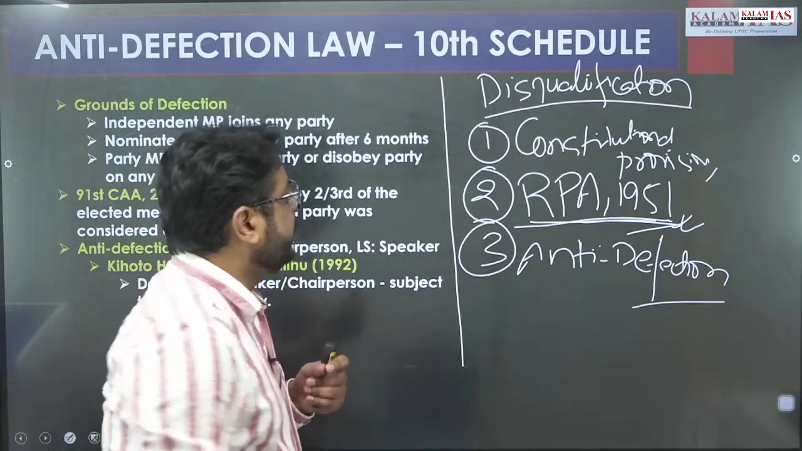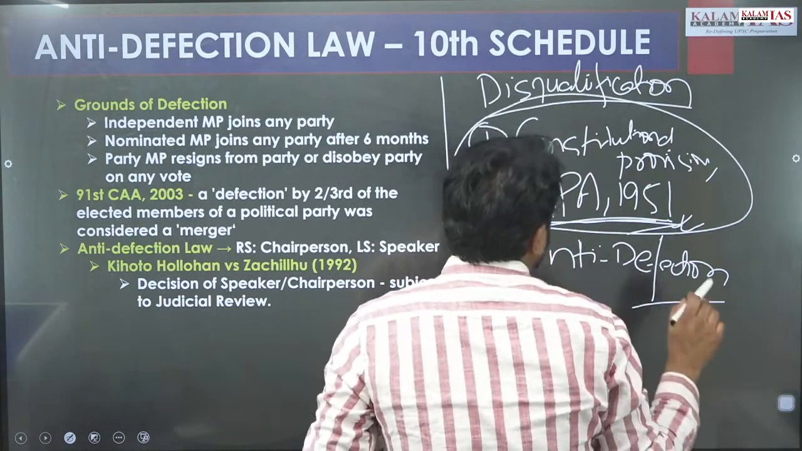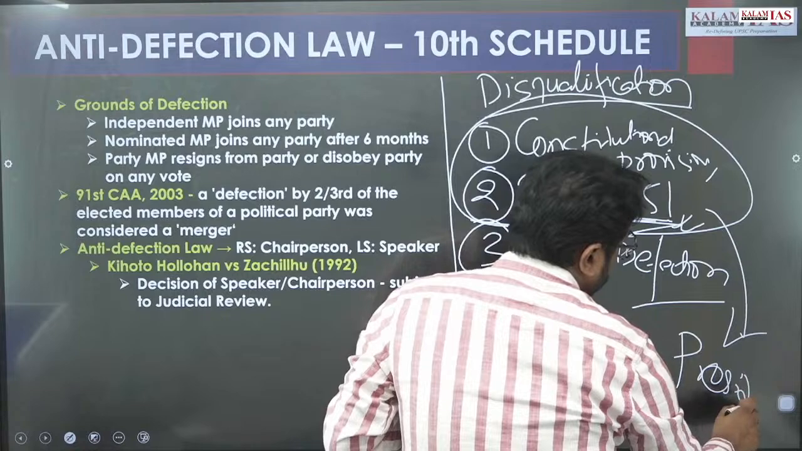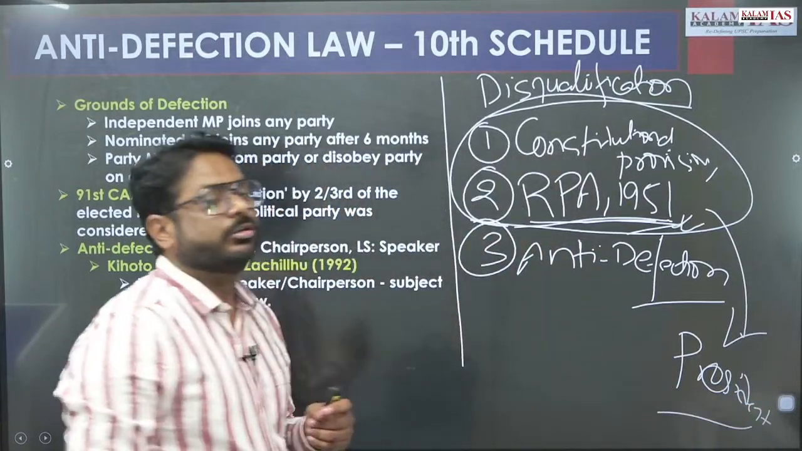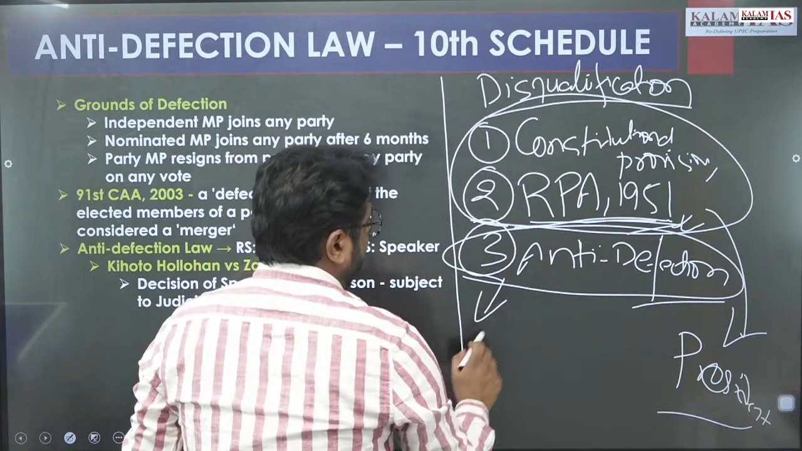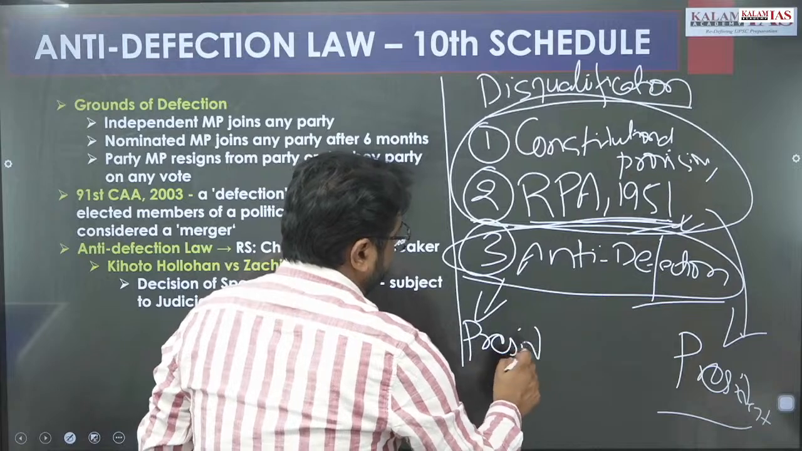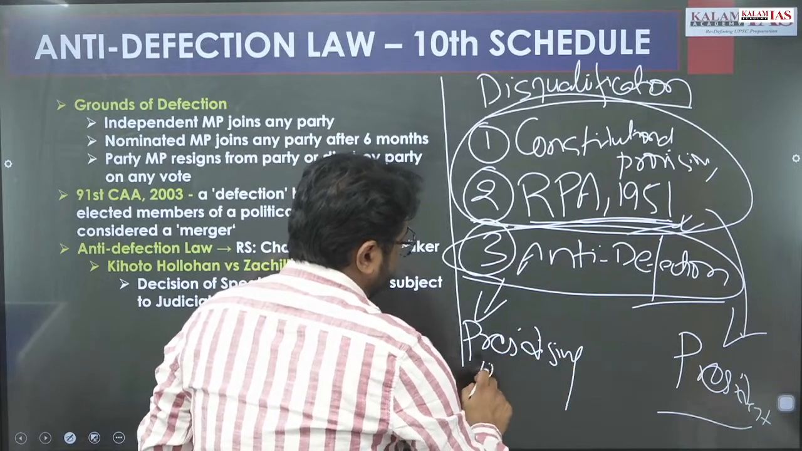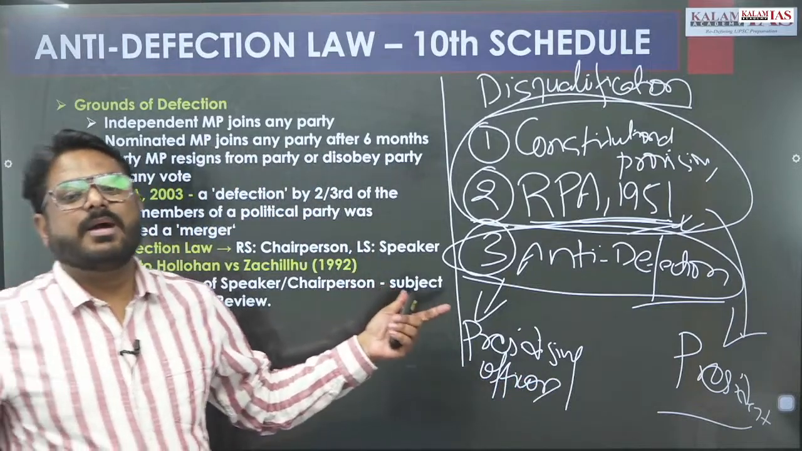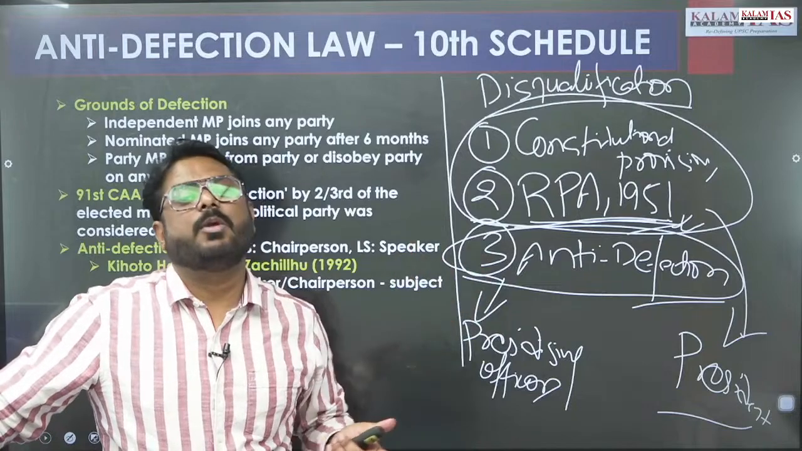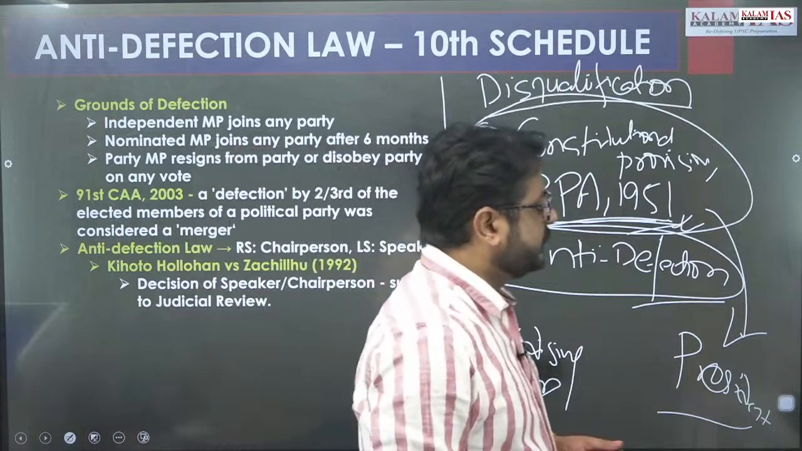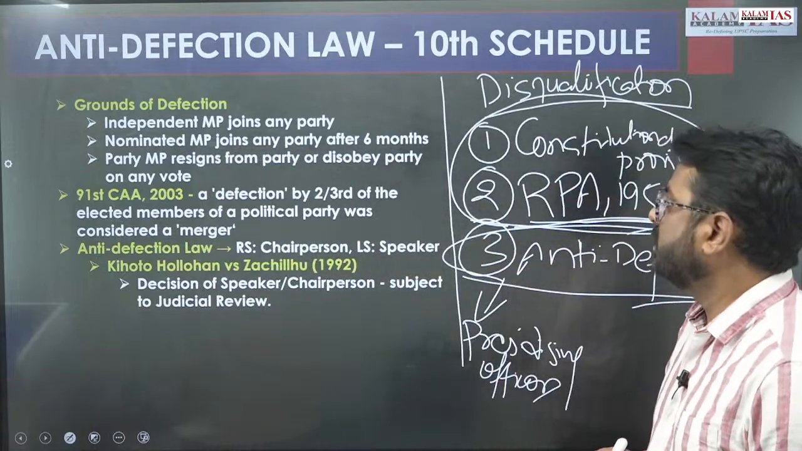For the first two methods of disqualification, who is the deciding authority? The President is the deciding authority. And for the anti-defection law, who is the deciding authority? The presiding officer. In case of Rajya Sabha, it will be the chairman. In case of Lok Sabha, it will be the speaker. I hope this is clear to you.